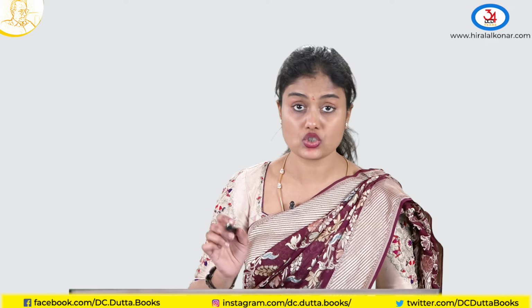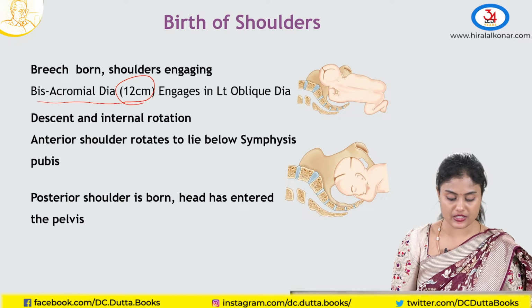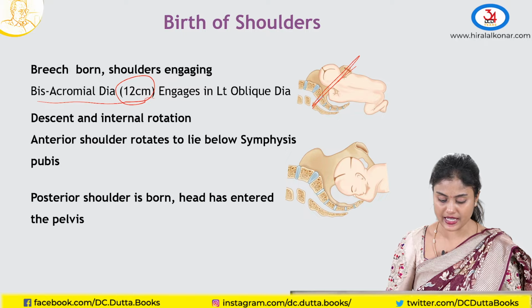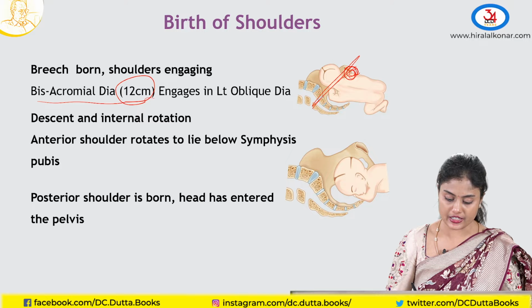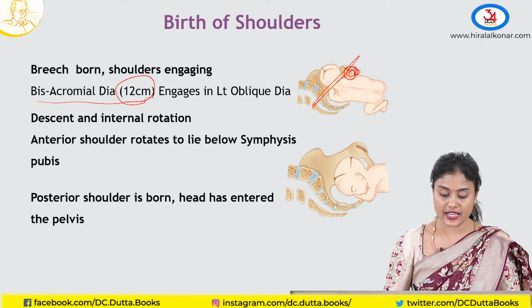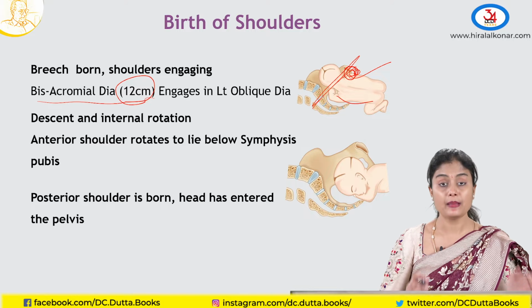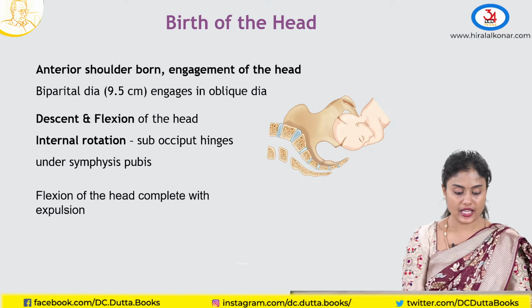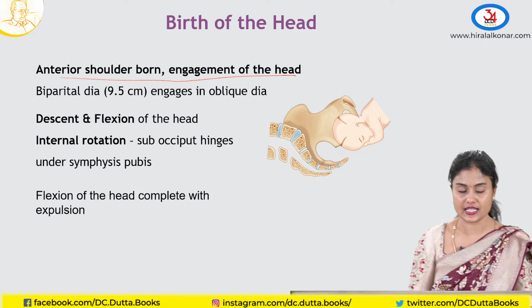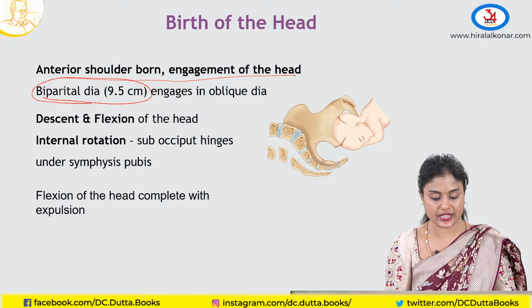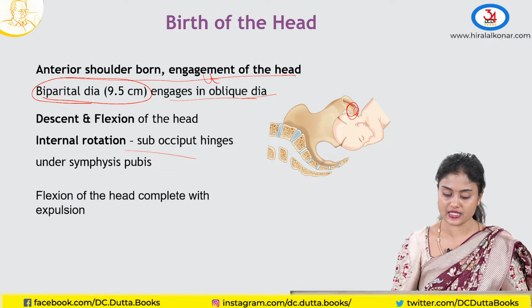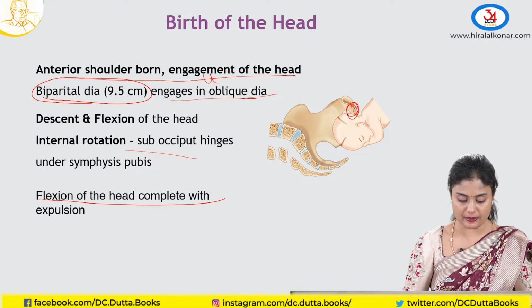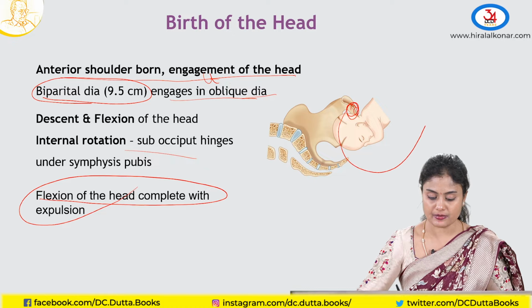See, it is shown in this photo: the bisacromial diameter, which is 12 centimeters, occupies the left oblique diameter, and then it causes descent and internal rotation, and then the anterior shoulder hinges behind the pubic symphysis, and delivery of the anterior shoulder and posterior shoulder happens. Meanwhile, your head is coming. When the anterior shoulder is born, engagement of the head happens simultaneously. Your biparietal diameter engages in the left oblique diameter, and descent and flexion of the head happen. Internal rotation: the subocciput hinges behind the pubic symphysis, and flexion of the head completes with the expulsion. Delivery of the head happens by flexion.